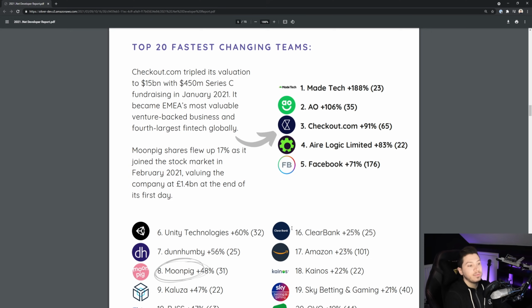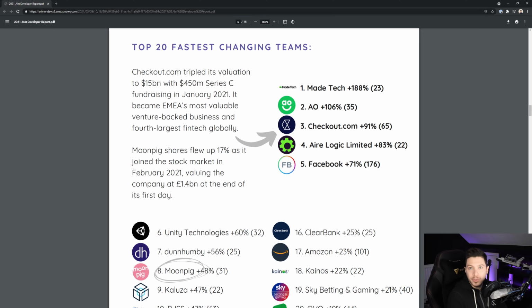Now, the more interesting slide is the top 20 fastest changing teams. And this actually is very eye-opening because you can see how fintech is actually growing so much in the UK. For example, the company I work for, Checkout, we hired 65 people. Apparently, I don't know if that's the actual number. So a 91% increase.